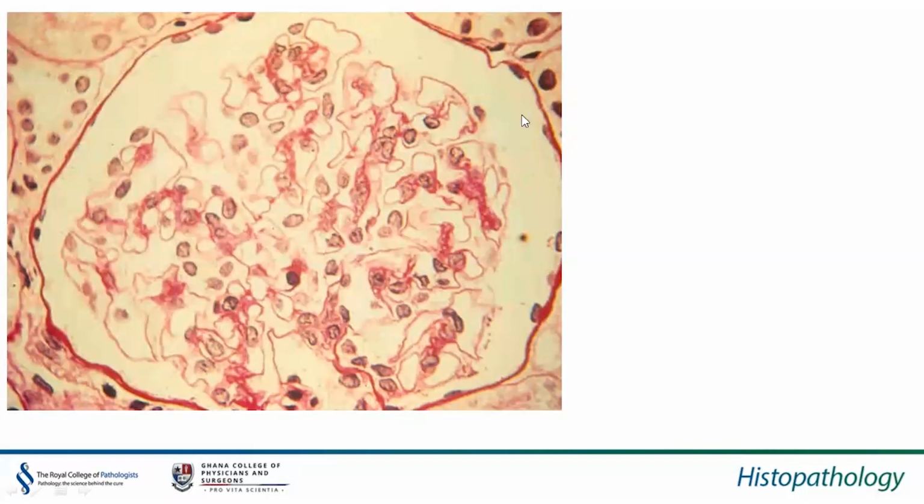The other type of hypercellularity is the extracapillary hypercellularity, which is seen within the urinary space, the Bowman space, which is being outlined here, and is seen in the form of crescents.